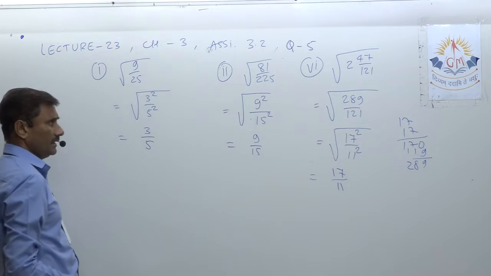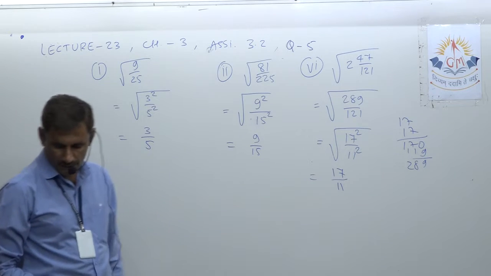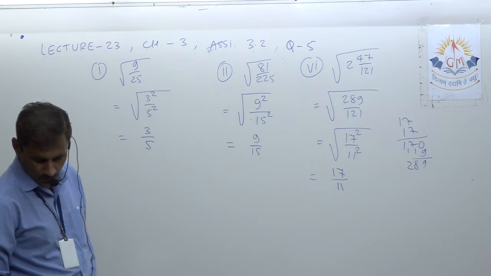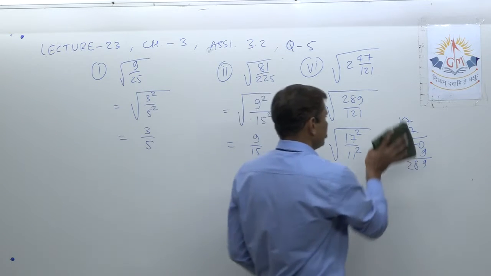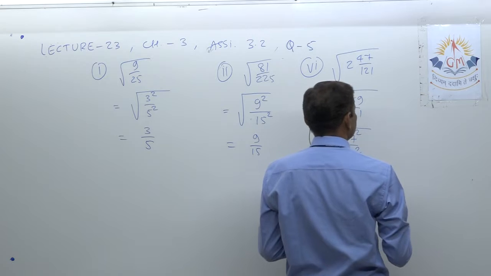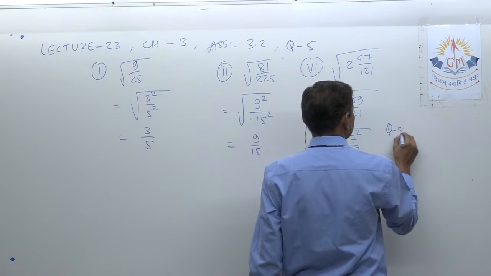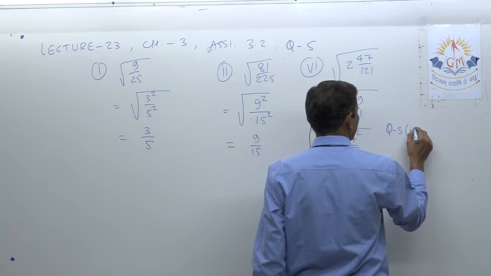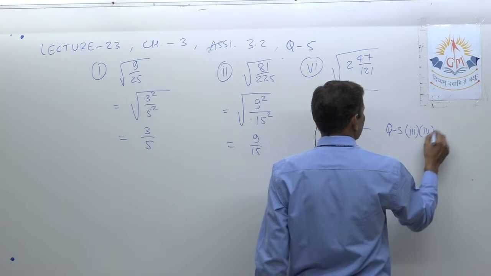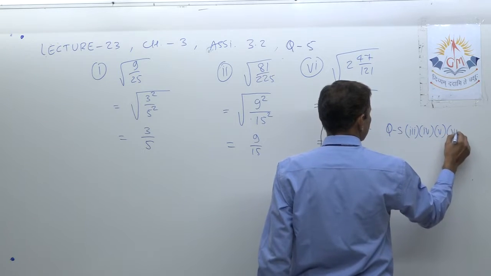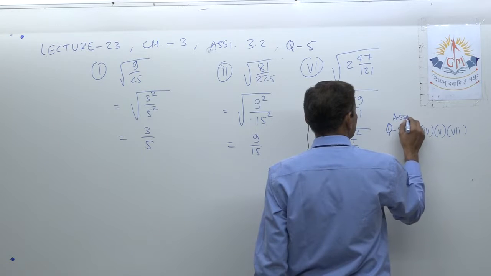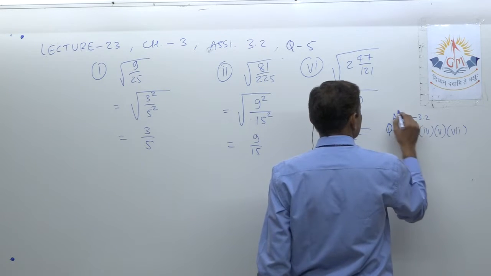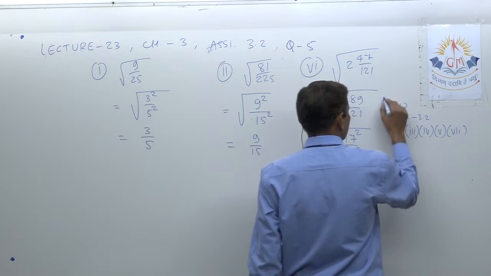Okay, so remaining are in homework. Whatever is left: 3, 4, 5, 7. Okay, from assignment number 3.2 in homework.